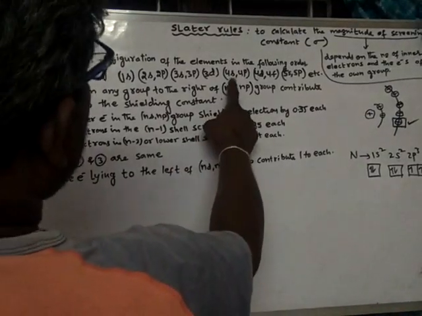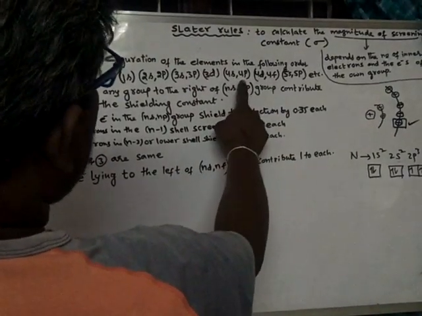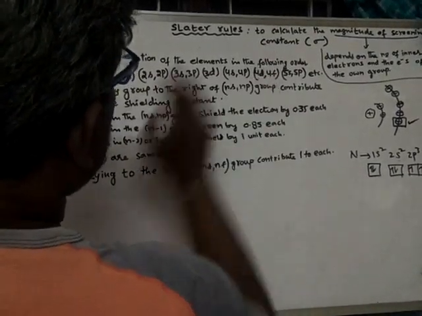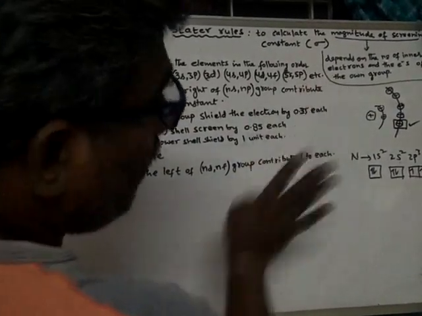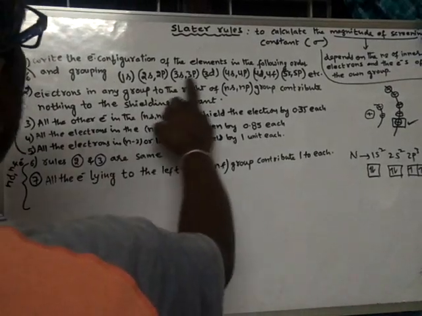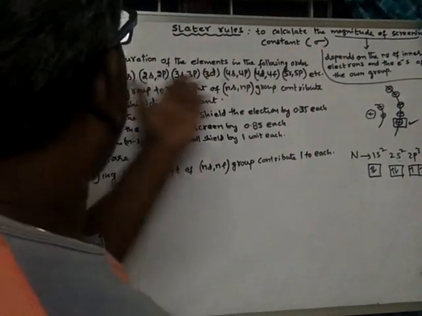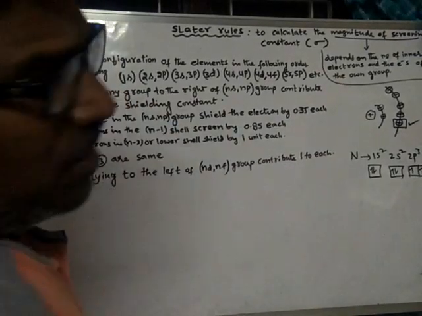In the same way, in the fourth orbit, 4S and 4P are grouped together, and 4D and 4F are grouped together. In the same way, 5S and 5P are grouped. So the grouping should be done like this. Okay, this is the way of grouping.